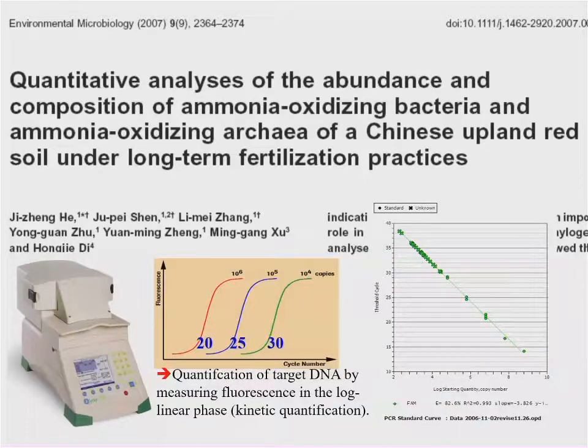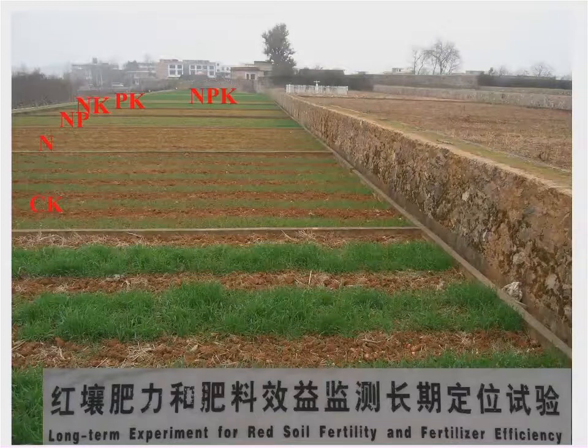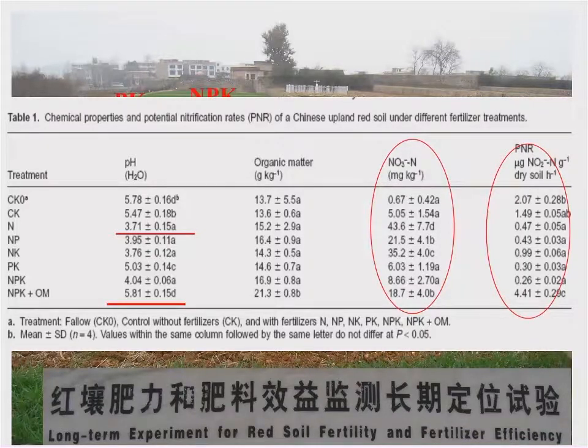So this is an acidic soil with different fertilization treatments. So we have treatments like this: no fertilizer, nitrogen and phosphorus, nitrogen and potash. We have different fertilization treatments, and these treatments result in changes of soil properties.